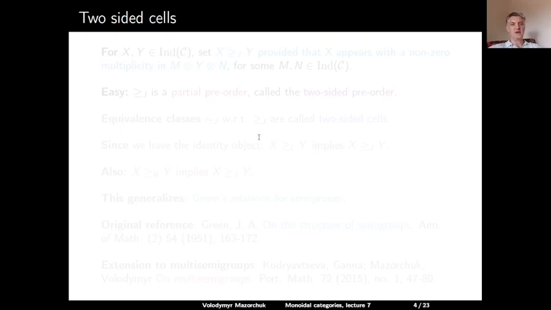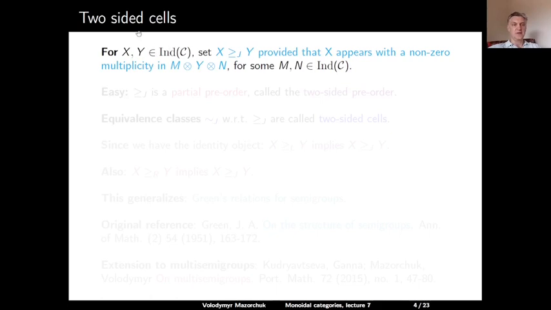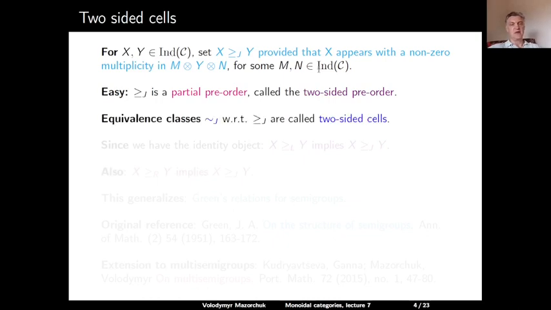Similarly, we can define the two-sided preorder. Given two indecomposable objects X and Y, we will say that X is two-sided or J greater than or equal to Y, provided that X appears with a non-zero multiplicity in the tensor product of M with Y and with N for some M, N in the set of indecomposable objects of C. Again, it is easy to see that this defines a partial preorder. It is called the two-sided preorder, and the equivalence classes for this preorder are called two-sided cells.